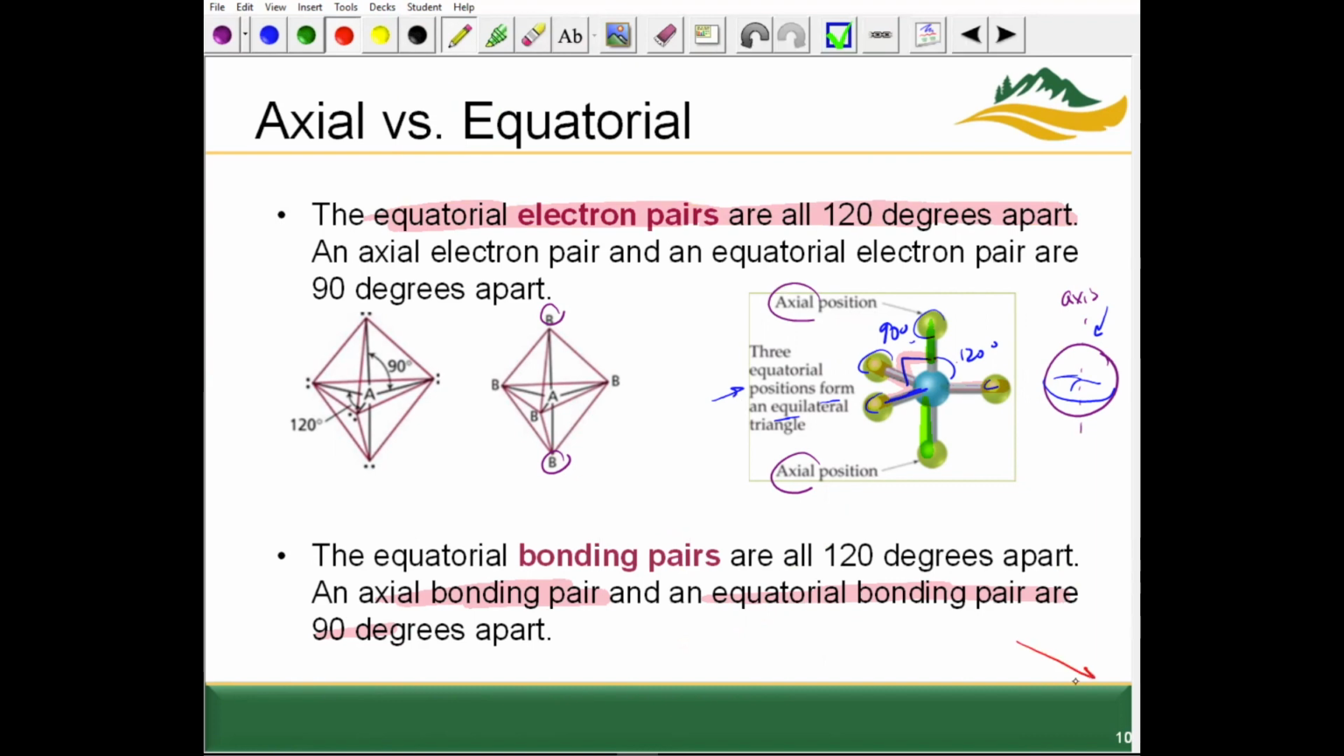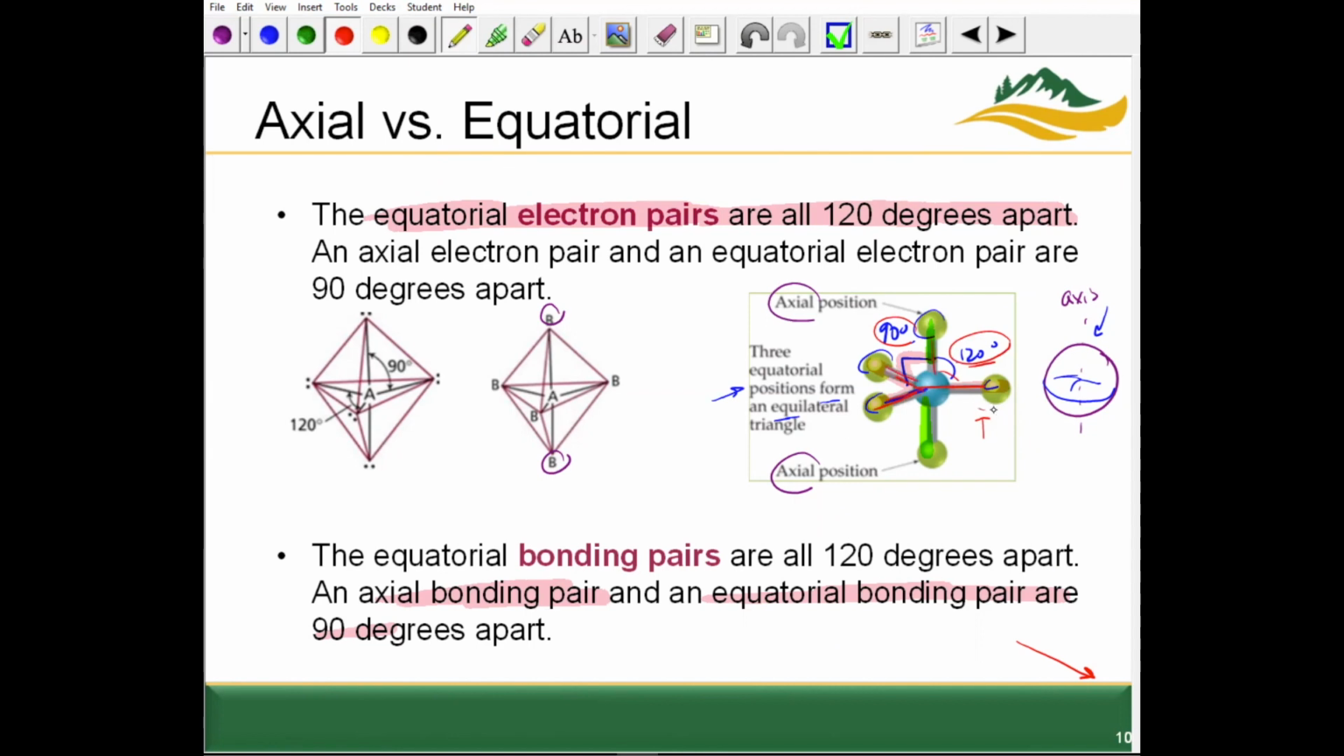Just to show that here, this is slide 10 in chapter 10, part 1. So the groups here in the equatorial positions, those are all separated by a triangle essentially. So 360 divided by 3. There's an equilateral triangle here, so that bond angle is 120 degrees. The bond angle between the axial position and the equatorial position, that is a 90-degree right angle.